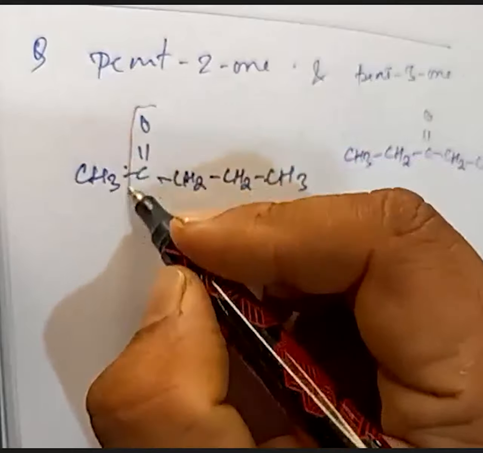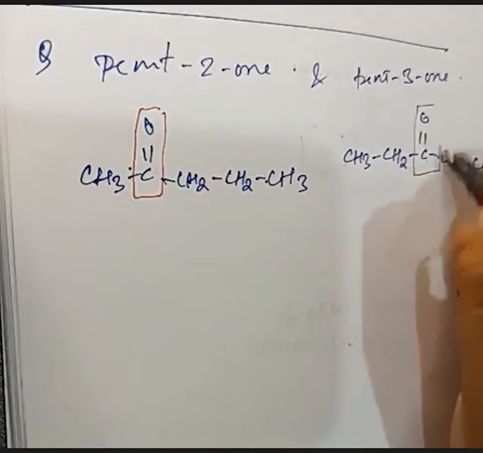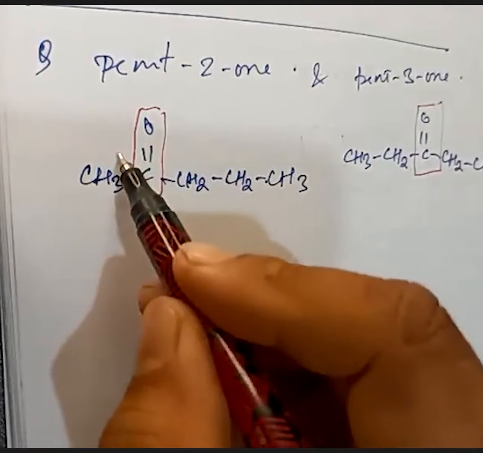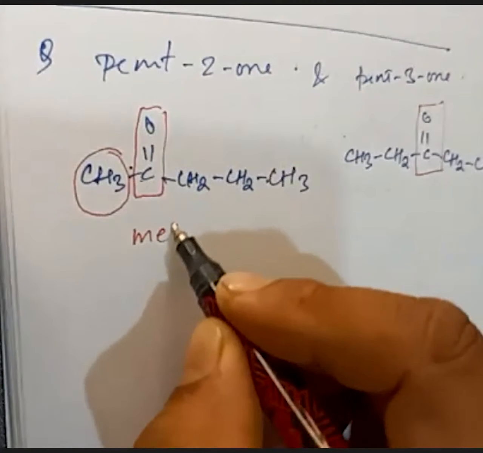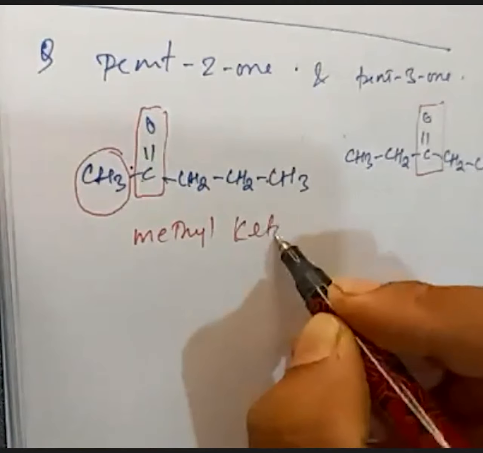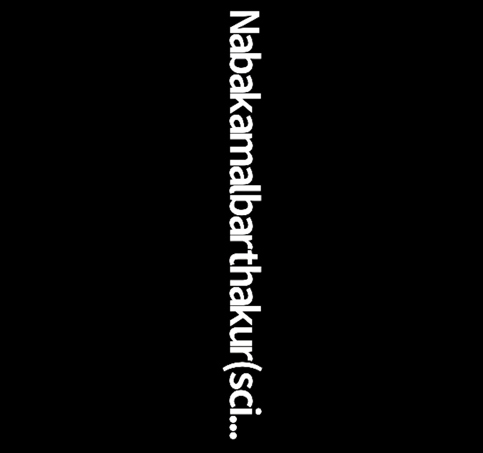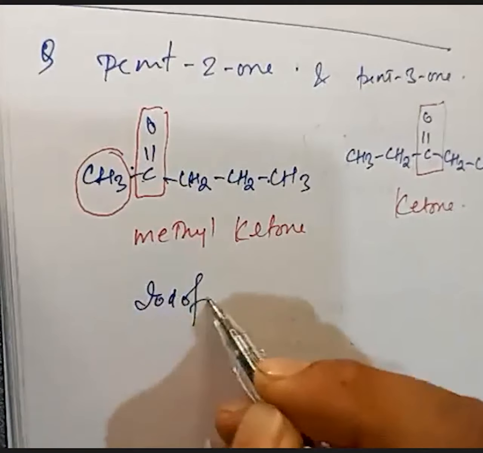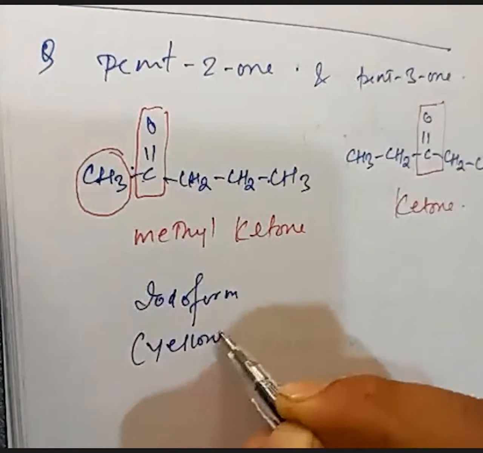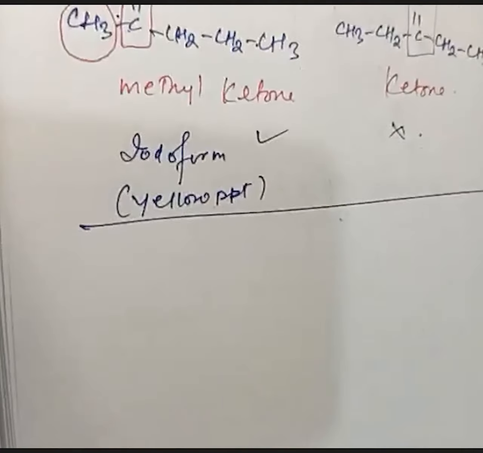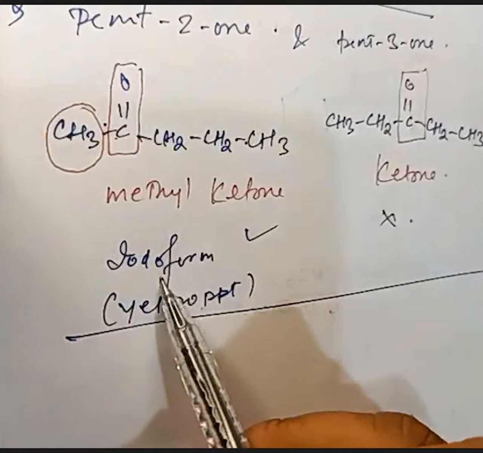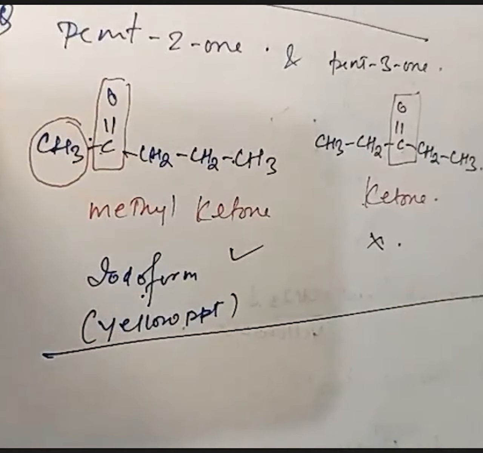So you can see this is the carbonyl group. And how can you distinguish? On one side of the carbonyl group there is methyl. So this is also a ketone, this is also a ketone, but this is our methyl ketone. Which test does a methyl ketone give? Iodoform test. So it is giving you the iodoform test. It will give you a yellow precipitate, and this will not give you anything.